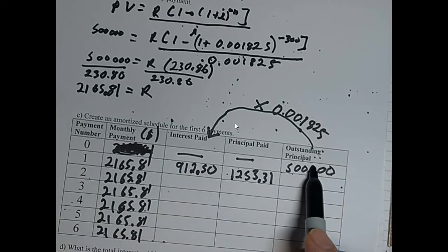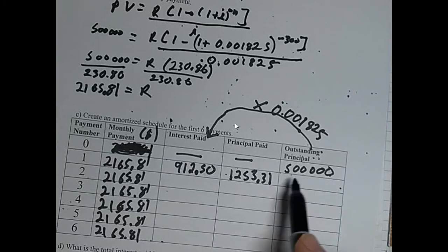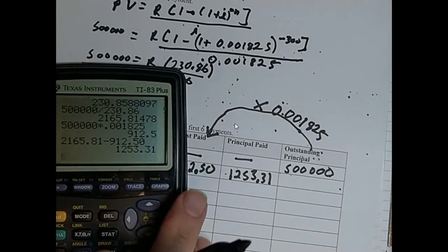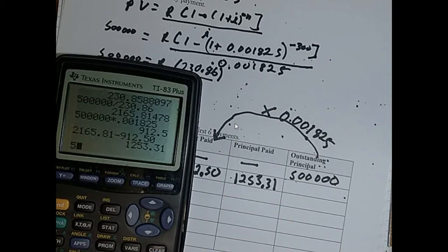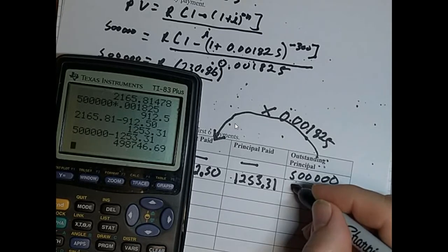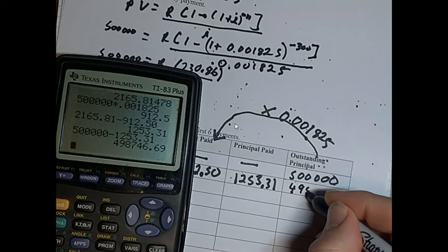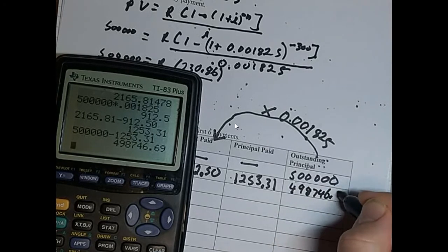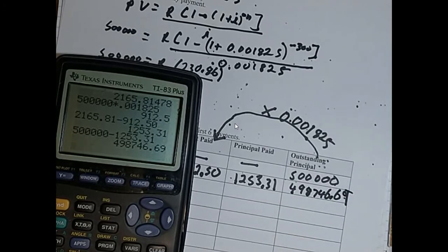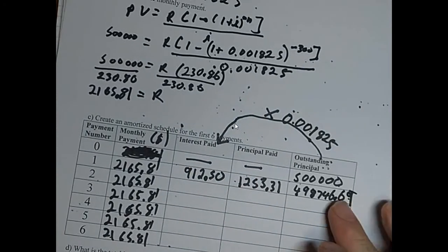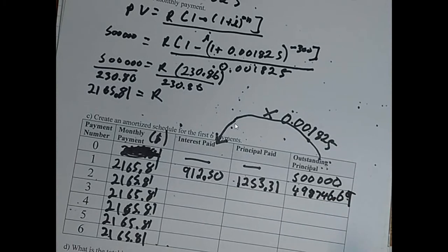And now I'm going to take this number and subtract it from this number to figure out what my outstanding principal is. So I'm going to take 500,123 subtract 1253.31, and you get 498,746.69. So that's how much money we still owe the bank. Okay, now we'll just repeat.